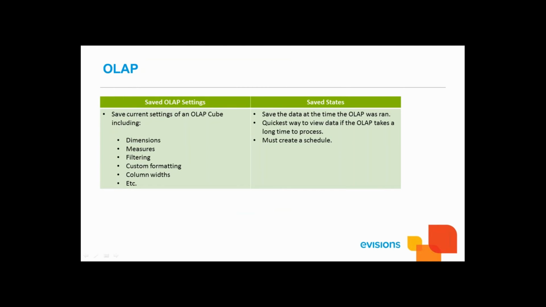There are two additional options that we have for OLAP cubes: saved OLAP settings and saved states. Saved settings allow users to save the current settings of an OLAP cube. The saved settings include items such as the current dimensions, measures, filtering, and any custom formatting such as column widths, so we can quickly return to the same cube view we had previously. Saved states allow you to save the data as it was at the time the report was run, so that it can be reproduced exactly as it was at the time. When you run the report, you will be prompted to select which saved state you would like to use.